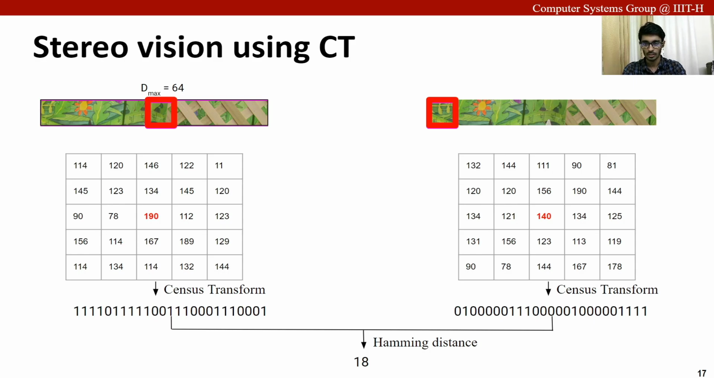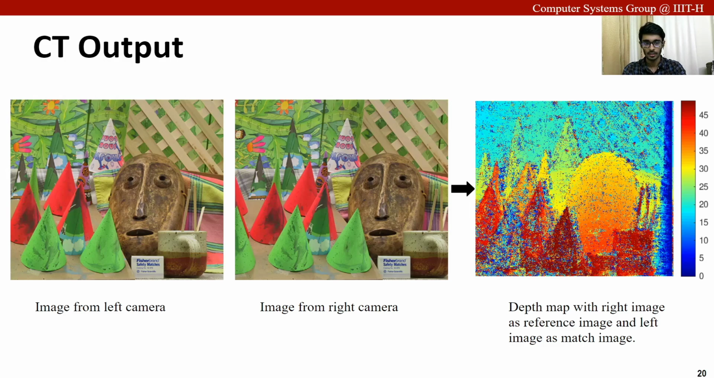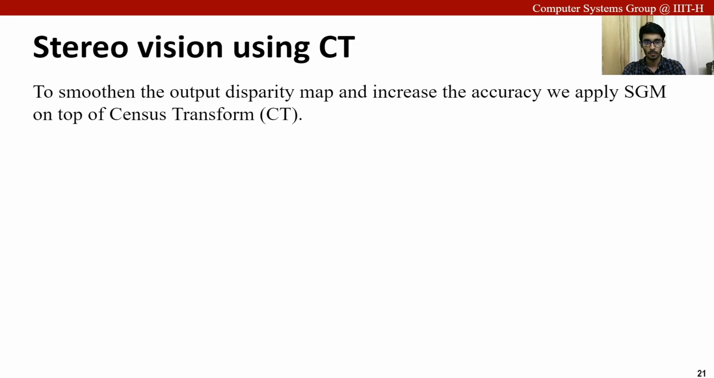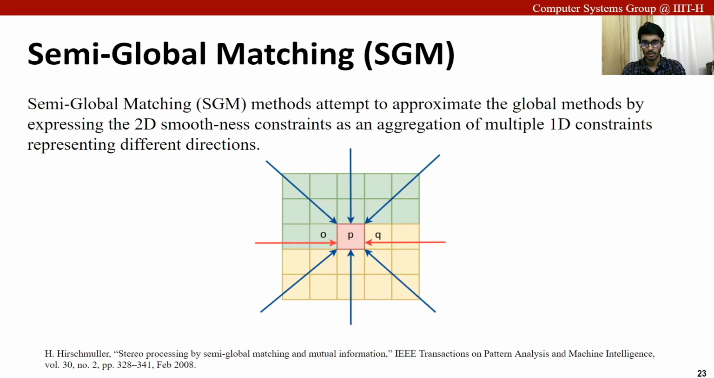So after constructing a 64 length vector, which we are calling as initial cost vector CT, we can report the disparity here only if we take the minimum and report its index. So the depth map we generate looks like this, which is quite inaccurate. To smoothen the output disparity map and increase the accuracy, we apply SGM on top of census transform. Next, we look at the semi-global matching.